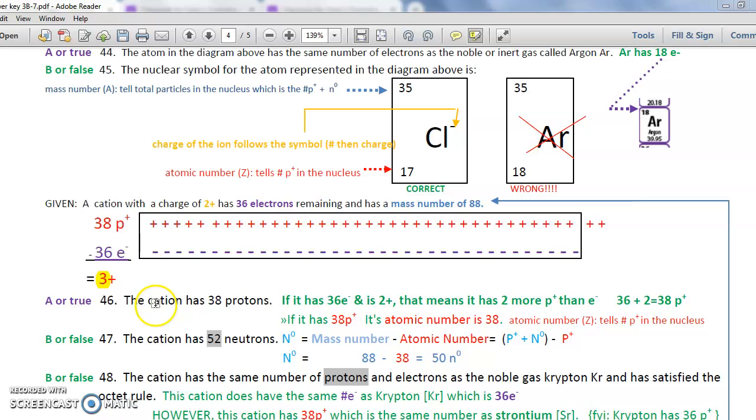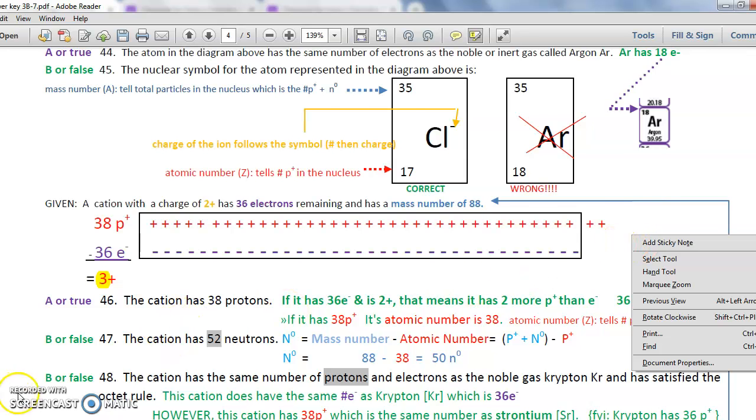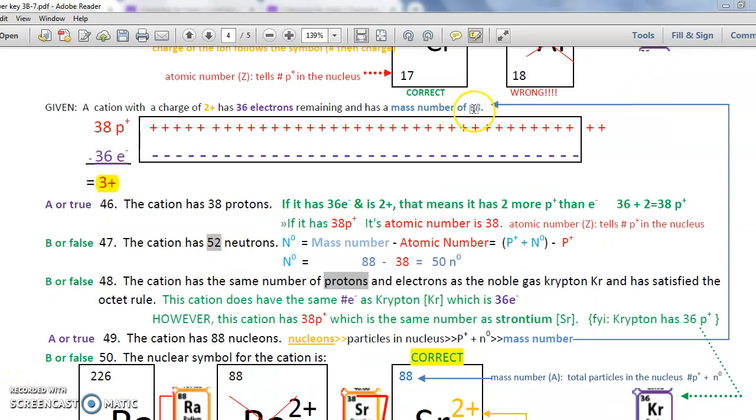So does it have 38 protons? Absolutely. 36 and 2 is 38. The cation has 52 neutrons. Well, let's find out. Its mass number is 88. We know that. So it has 88 for its mass number. We established up here that there must be 38 protons. 88 minus 38, it should have 50 neutrons, not 52.